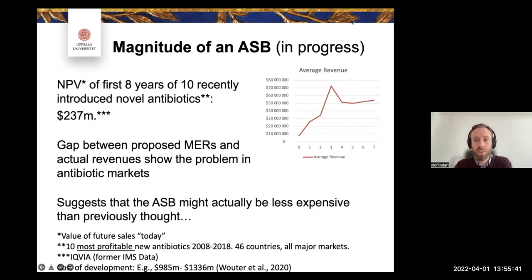I think what's interesting here, or sad again, a lot of sadness in this topic, unfortunately, but 237 million is the value of the future sales of the 10 most profitable new antibiotics, according to one of our papers. While the development costs can be up to $1 billion. So even the most profitable antibiotics are bleeding money like no one else.